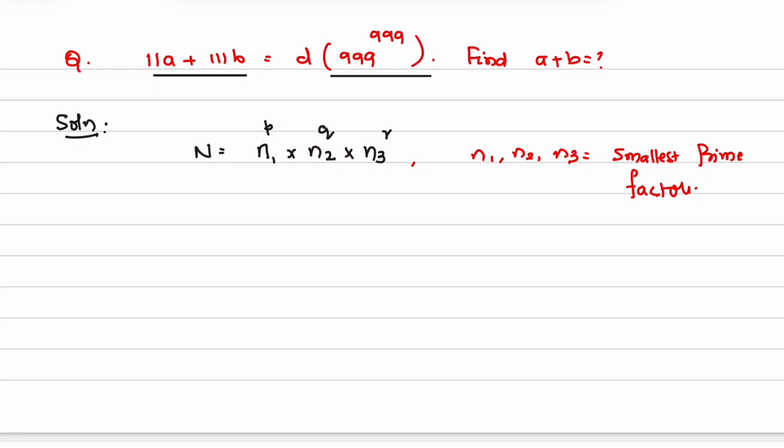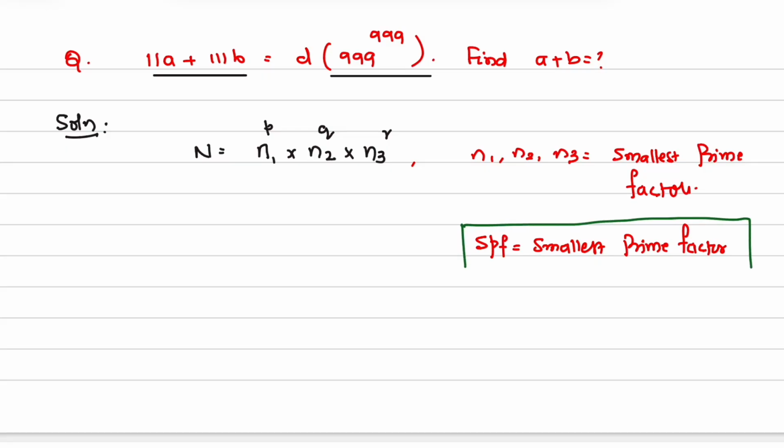SPF. SPF is the smallest prime factor. I have already explained this in my previous lecture. Please see that video or lecture to understand better.